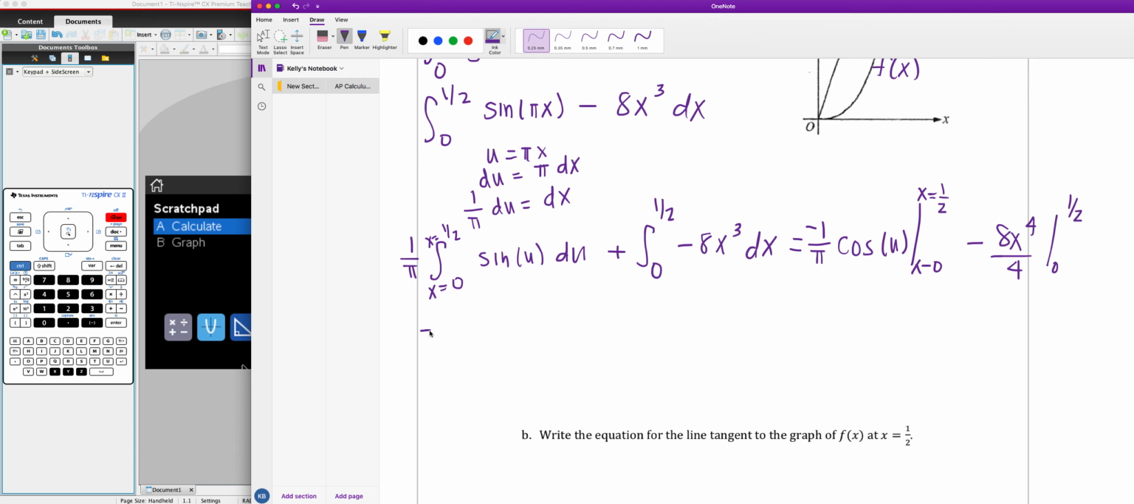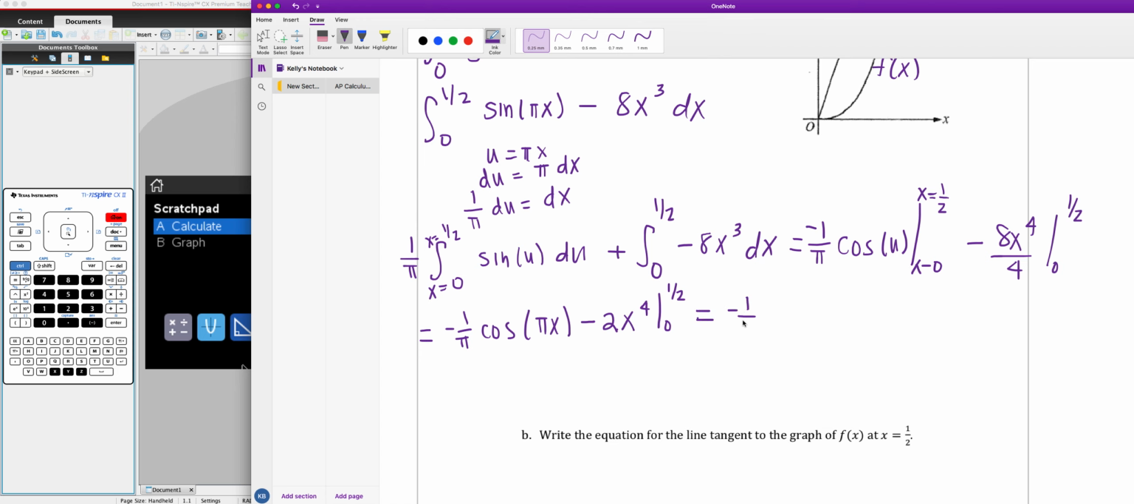So before I deal with the bounds, I'm going to end up getting negative 1 over pi cosine of pi x, and since the bounds are the same, I'm going to regroup them together again, minus, now if I reduce the 8 over 4, I get 2x to the 4th, evaluated from 0 to 1/2. Now from here, because all of my u subs have been put back, I'm all in terms of x, I can sub in my top bound minus my bottom bound.